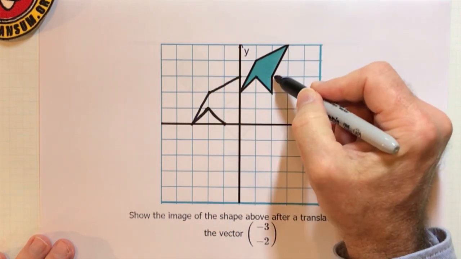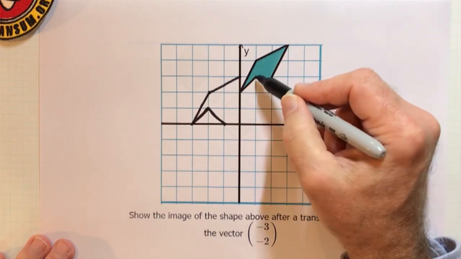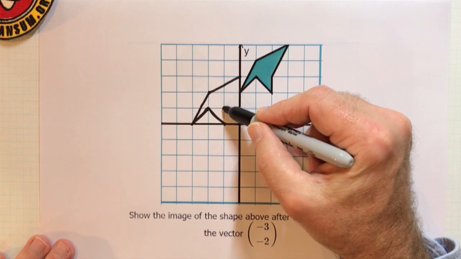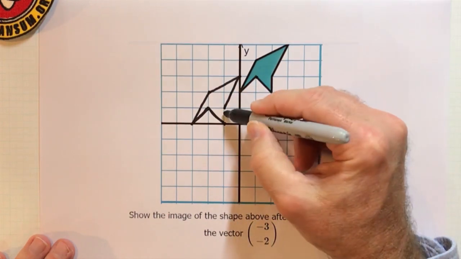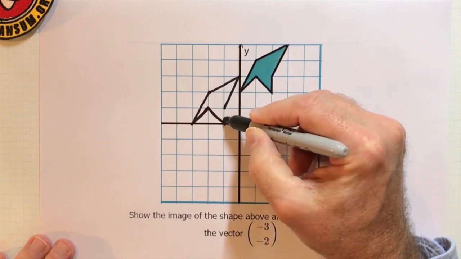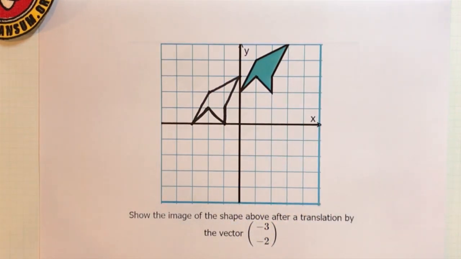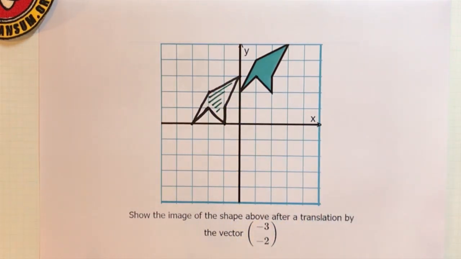And then let's just check this one to be on the safe side. 3 to the left, 2 down. 1, 2, 3 to the left, 1, 2 down is there. So join that up to there. And then finish off the shape with a vertical line here. So my image after a translation of -3, -2 looks like that.